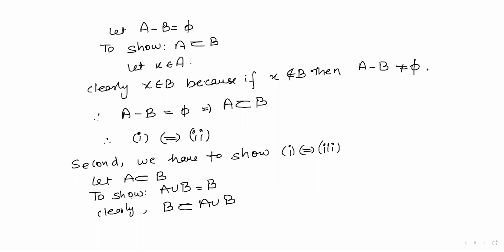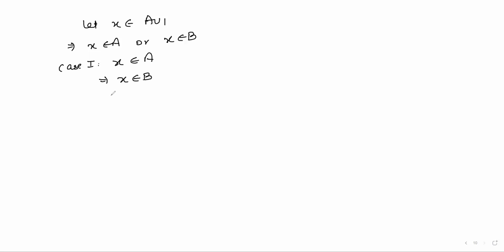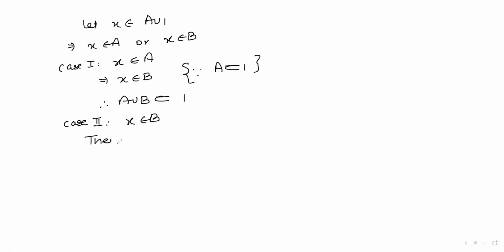Okay, Safan. Let x belong to A union B. This implies x belongs to A or x belongs to B. We'll take case 1: x belongs to A. So this means x belongs to B, as A is a subset of B. Therefore, A union B is a subset of B. Now case 2: x belongs to B. Then A union B is equal to B.